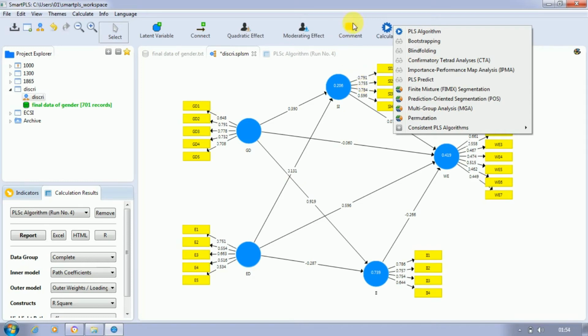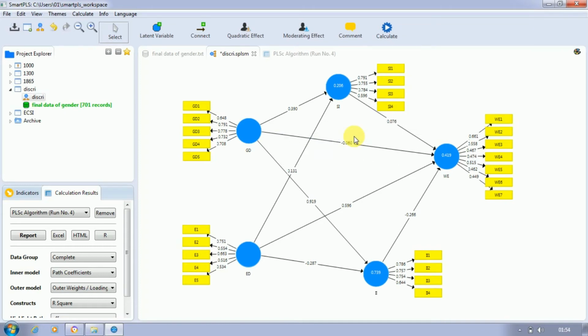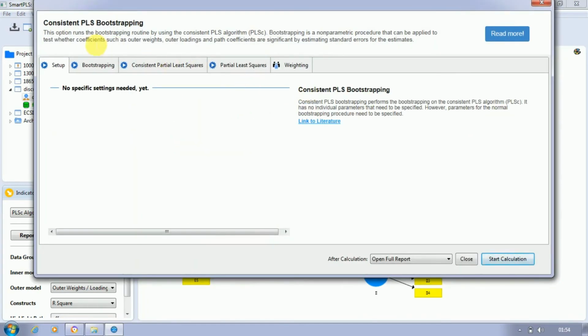So let's run our bootstrap. If you use the plain PLS algorithm, you will go for the bootstrap technique. If you go for the consistent PLS algorithm, you will use the consistent PLS bootstrapping technique. As we have a reflective model and we want more robust results, we will go for the consistent one. Let's see what the options are. You can see this method runs the bootstrap routine by using the consistent PLS algorithm.